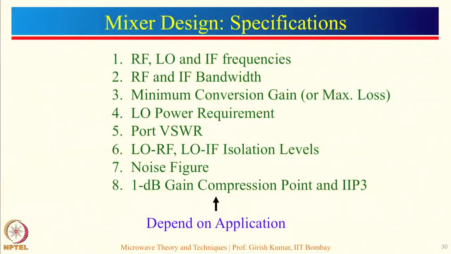So first thing, what do we need before we start the design? We need some data to start with, and the specifications should be given or known to us before we actually start designing a mixer. The specifications are nothing but the mixer performance matrix that we studied in the first lecture on microwave mixers. So we must know the RF, LO and IF frequencies. We must know the bandwidth requirements at these frequencies. We should know the minimum conversion gain or maximum loss that is tolerable by the mixer, the LO power requirement, port VSWRs, the isolations, noise figure, and again IP3 or the linearity numbers. And all these things actually depend on what kind of application the mixer is going to be used in.